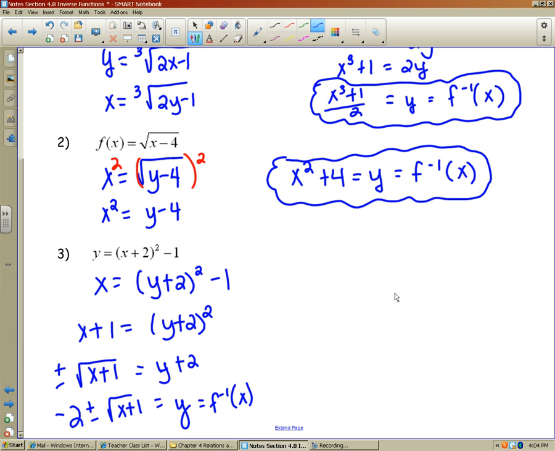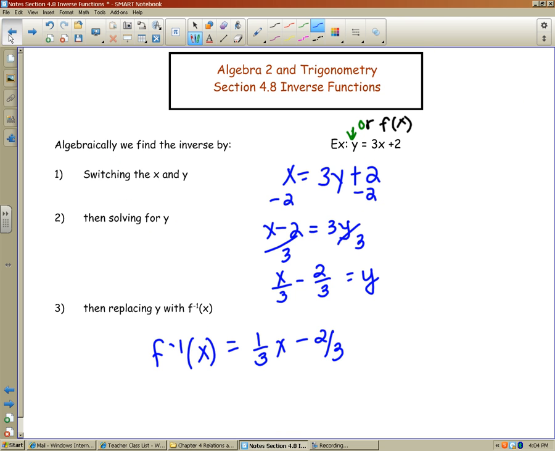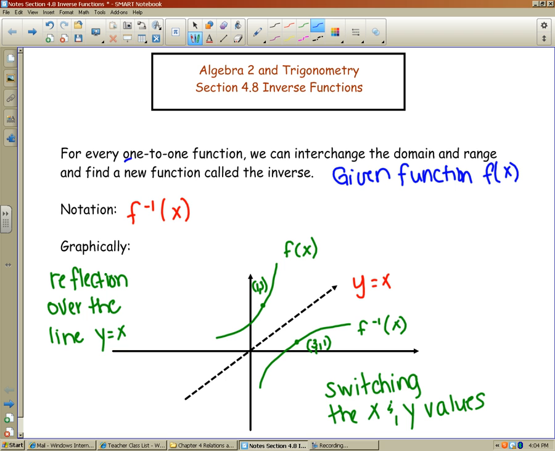If we look at the graph of this function, it's a parabola. Once we take the inverse, it's a parabola tipped on its side. This is not a function. It does not pass the vertical line test. If you go back and look at the first page, we said for every one-to-one function. Parabola is not one-to-one.